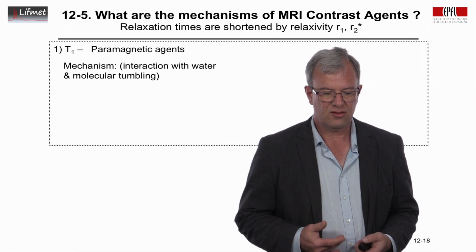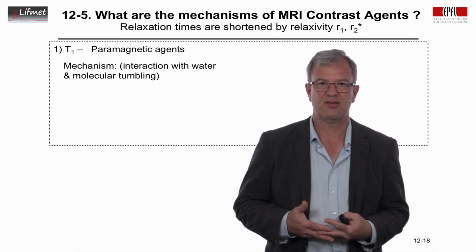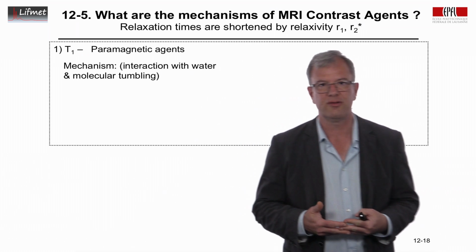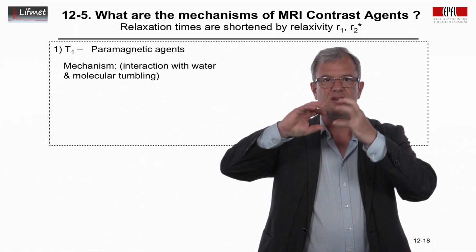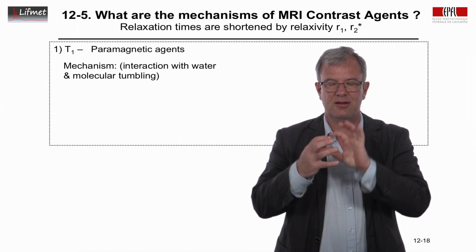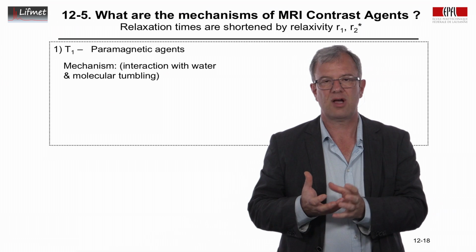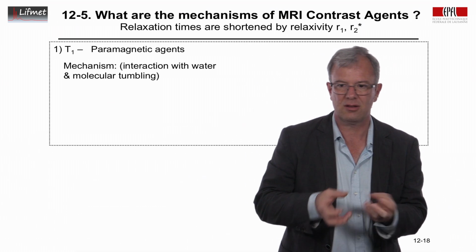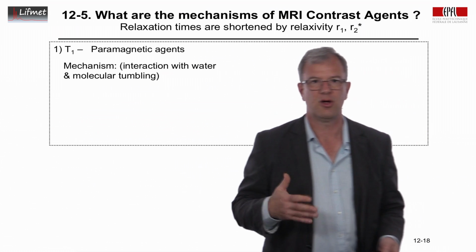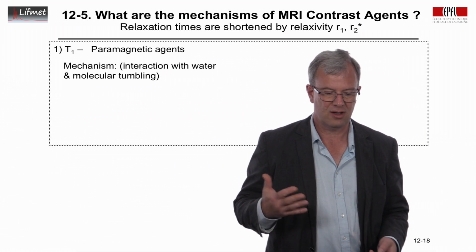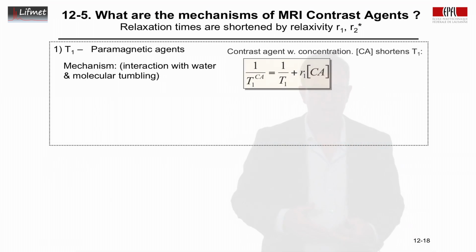These paramagnetic agents, the interaction is very complex, it's difficult to understand, but essentially the picture that we have is that it is an interaction of the contrast agent with surrounding water, its own molecular tumbling, and how fast the water diffuses and how close the water diffuses to that paramagnetic agent. So that's the molecular picture.